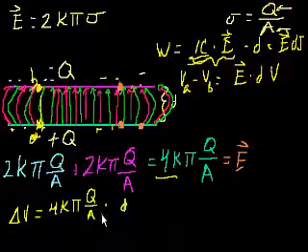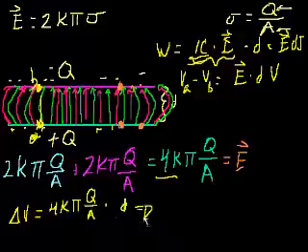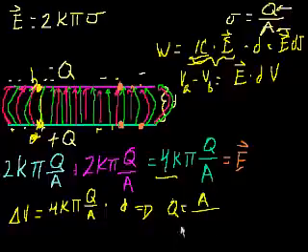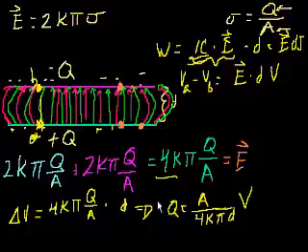Or we could rewrite this. Let's see if we could write Q as a function of V. With a little bit of algebraic manipulation, we can get Q is equal to what? We would divide both sides by 4 pi k d and multiply both sides by a, so we'd get a over 4 k pi d times voltage. And why is this interesting?